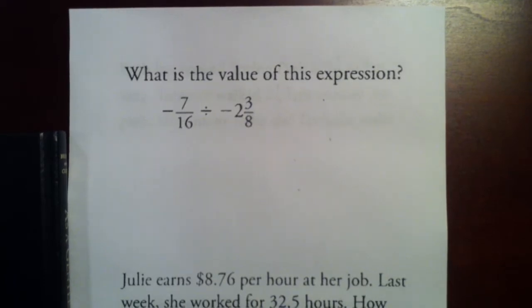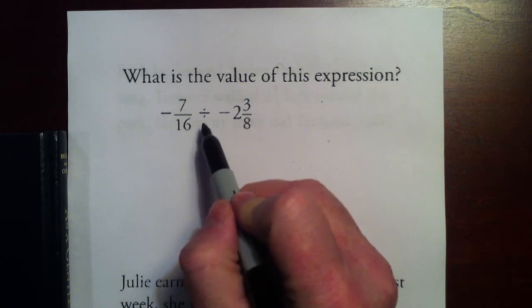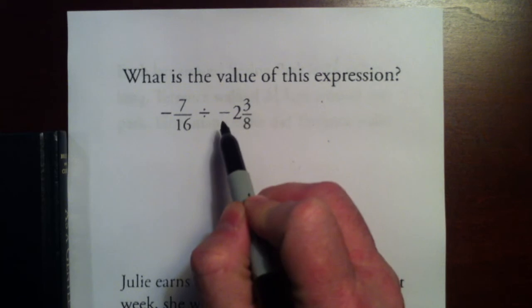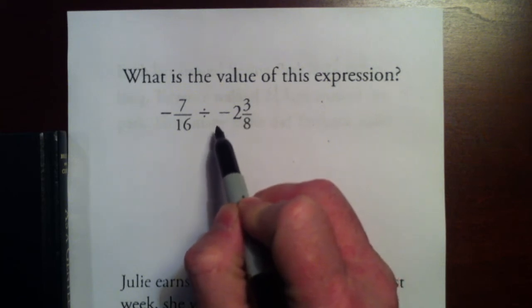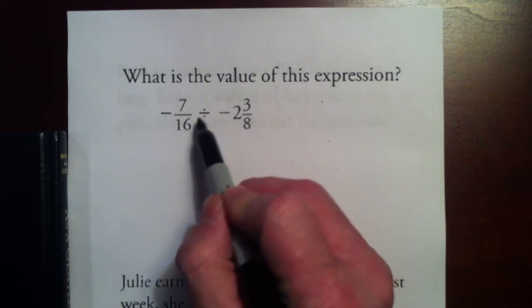What is the value of this expression? Well, regardless, we are dividing here. We are dividing. Therefore, we know we have two negatives here. We know that the answer is going to be positive by rule. Now, we have a kind of an odd problem here because we have to take several steps.